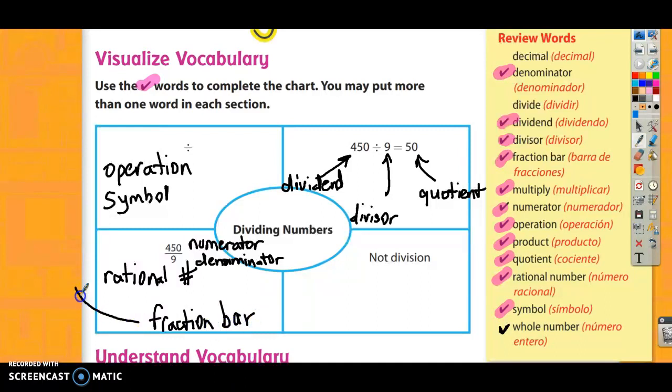And I want to remind you what fraction means. Fraction bar means to divide. So I'm going to put a division symbol right here. That problem right there is not 450 over 9. It's 450 divided by 9.